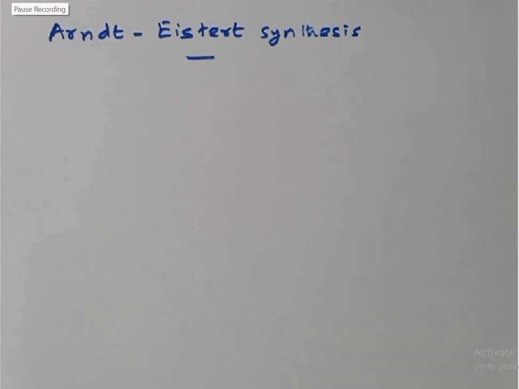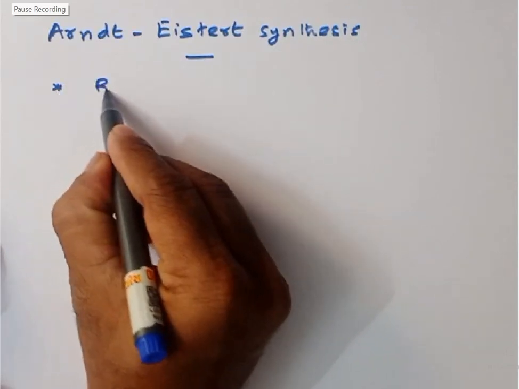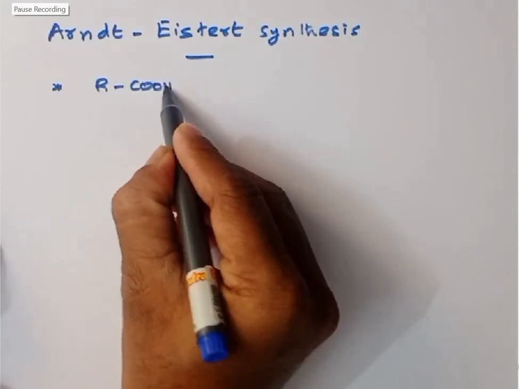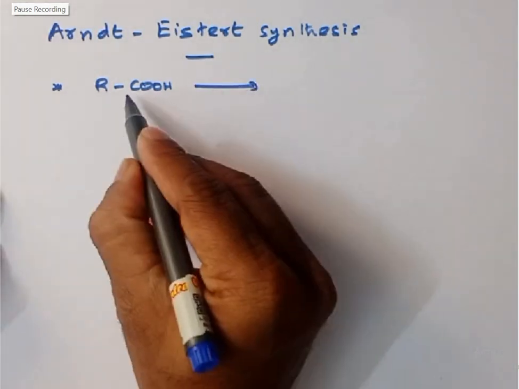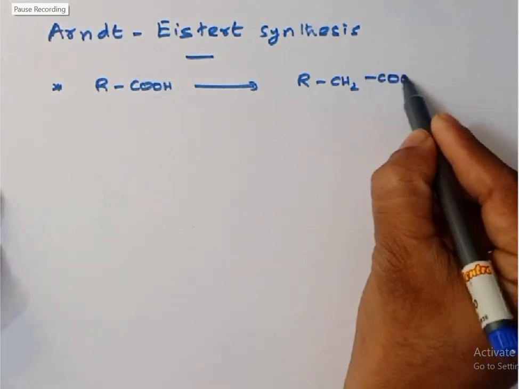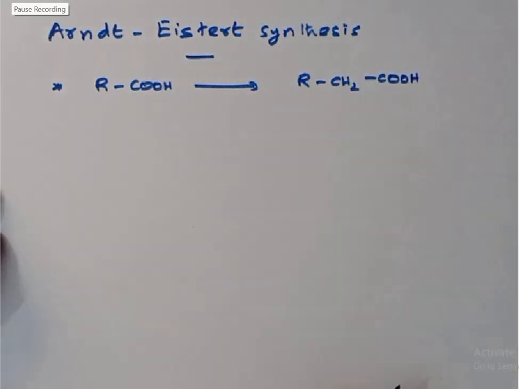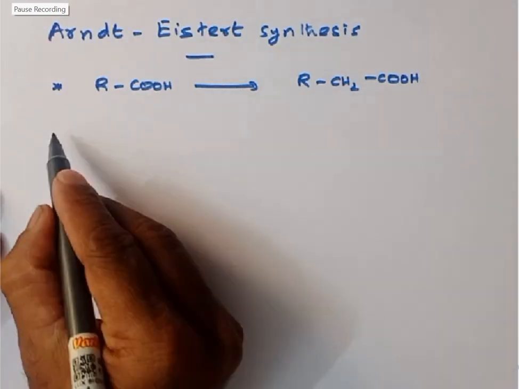Hello. In this lecture I am going to discuss Arndt-Eistert synthesis. This is a method to convert a carboxylic acid into the next higher homolog. That is, we can convert RCOOH into RCH2COOH. And what reagents do we use? We use multiple reagents here.